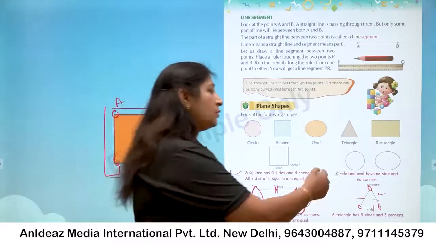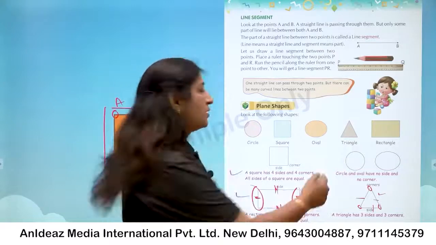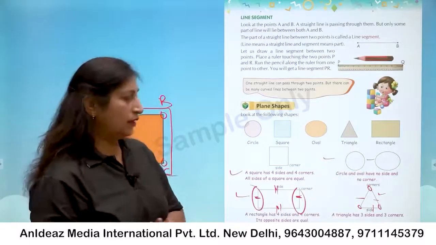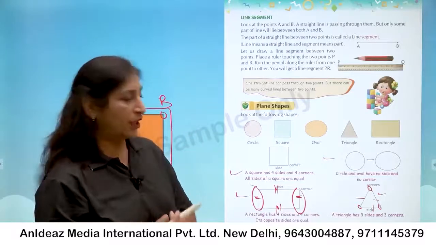Now, we talk about circle and oval. Circle and oval have no sides, no corners. They are just round or oval in shape.